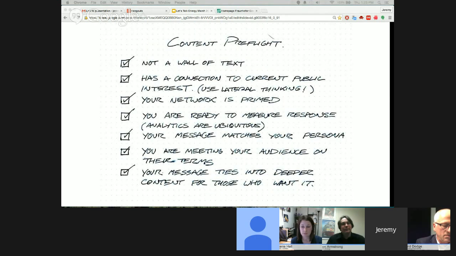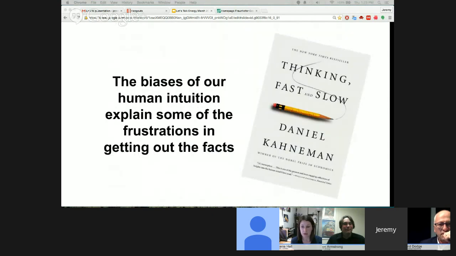So we'll finish up with a little content pre-flight checklist. And I'll share this out with Jason on a blog post later on, just to make sure that your content is shareable-ready and it has those connections going. And if you want to read more about this, I'd recommend a book by Daniel Kahneman. He's a Nobel Prize winning psychologist who talks about the human biases in intuition, and some of the frustrations of getting the facts out to the public.